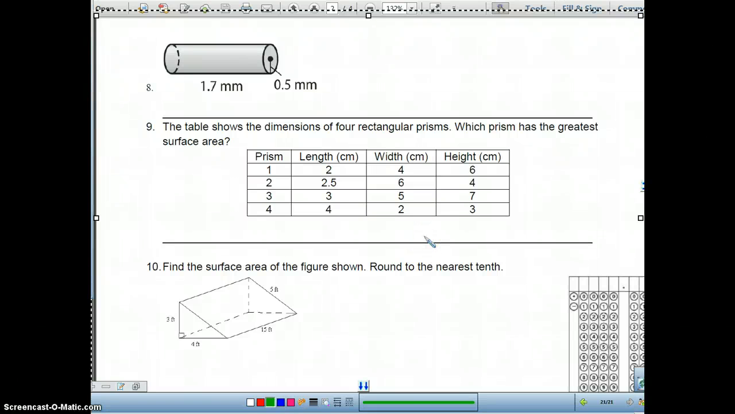We're on part 3 of our third 9-week review with class period 4. Ready, guys? Question number 8.